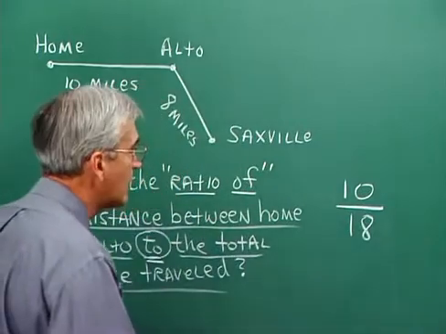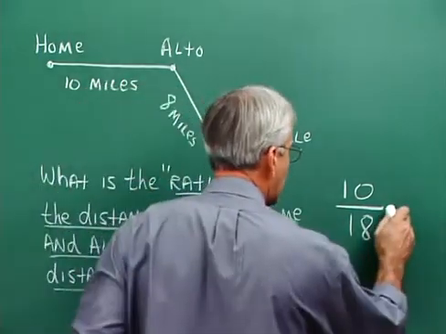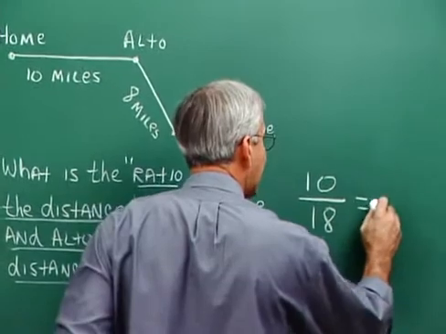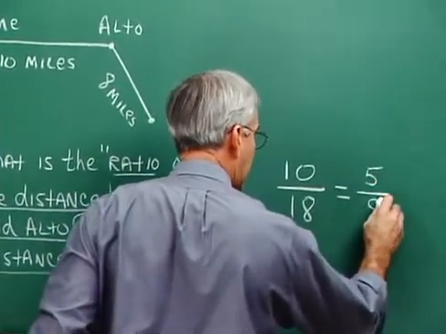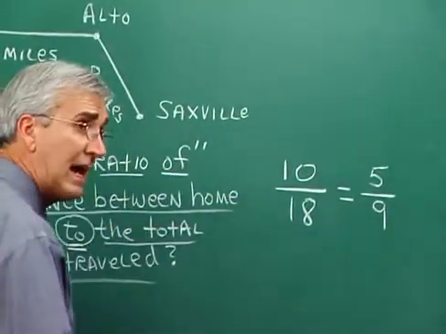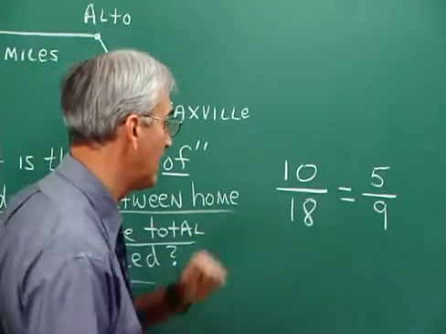You see, like this. And we can reduce, let's see, 2 into 10 goes 5. 2 into 18 goes 9. So it's the ratio of 5 to 9. And we know that we could write this in a couple of other ways as well.